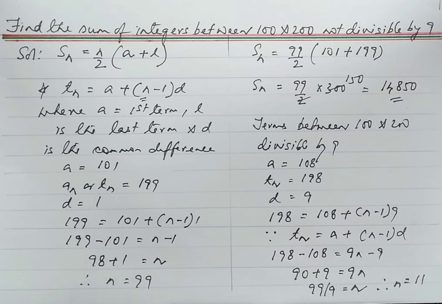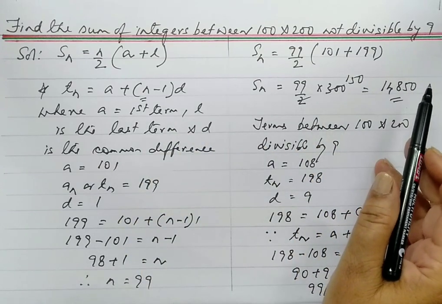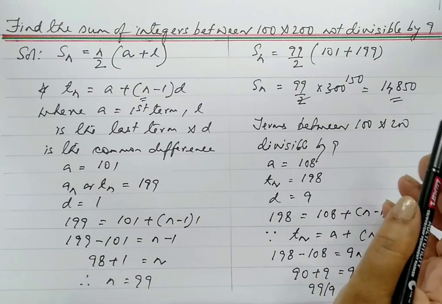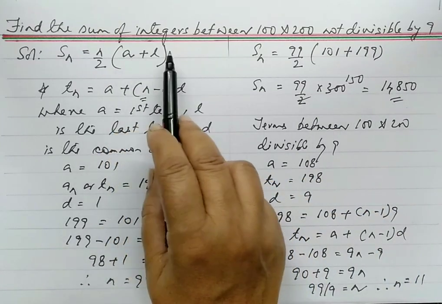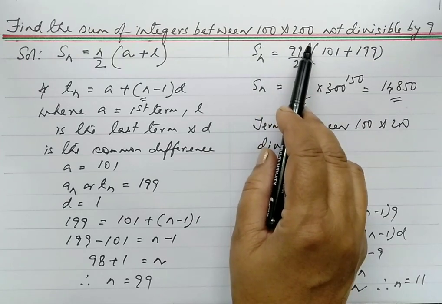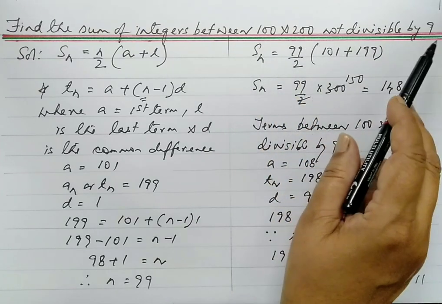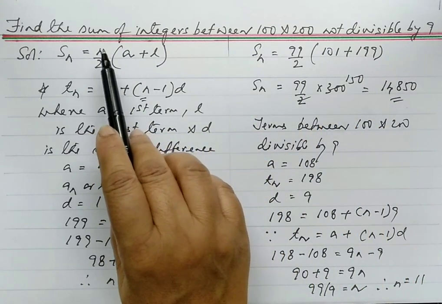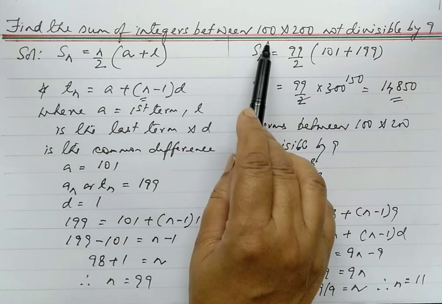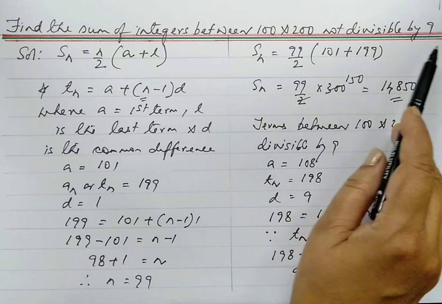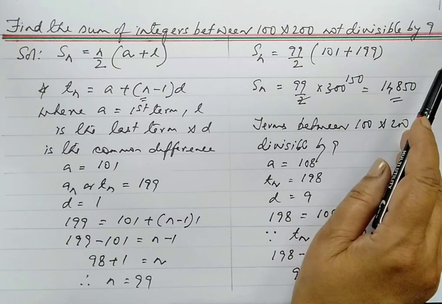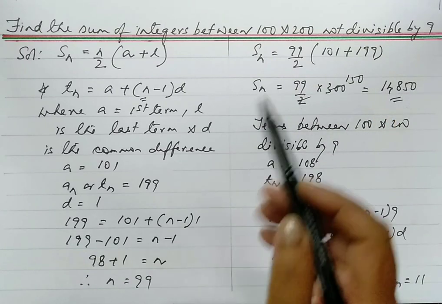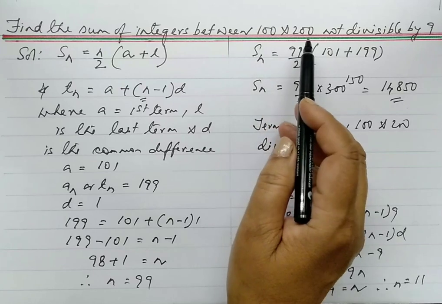Like any other videos of mine, this is also a complicated question that you need to understand for the sake of exam. Here we are asked to find the sum of integers between 100 and 200 not divisible by 9. Remember, the sum of integers between 100 and 200 divisible by 9 could have been easier. But how do you find out not divisible by 9? And remember, they are telling you between 100 and 200.